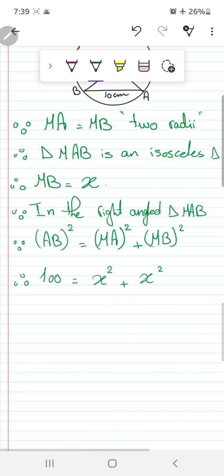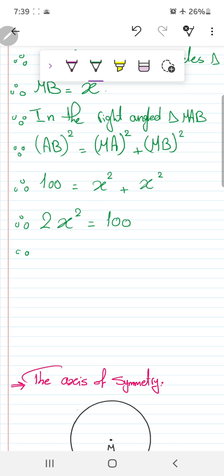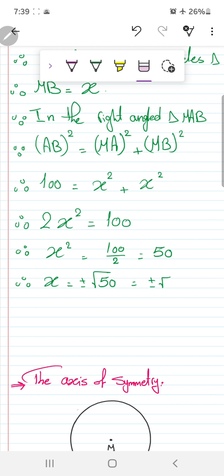It's an equation. x squared plus x squared equals 2x squared. So we have here 2x squared equals 100. Move 2 to the other side by dividing, so x squared equals 100 divided by 2, which is 50. Take the square root, positive or negative square root of 50, which is positive or negative 5 root 2. Refuse the negative because we talk about length. So x here will be 5 root 2.